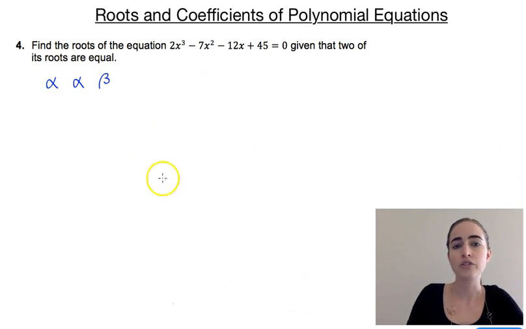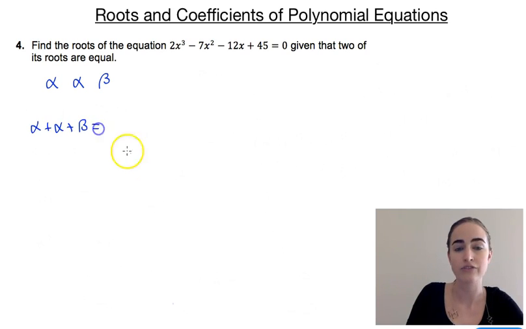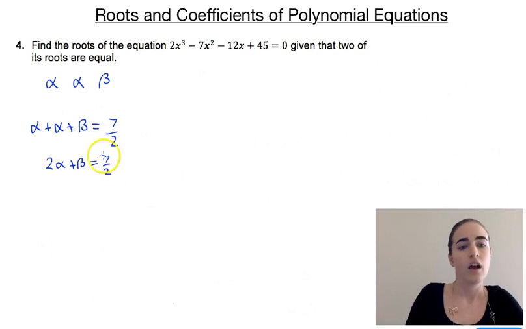So now we can find the sum of our roots 1 at a time, 2 at a time, and 3 at a time. So alpha plus alpha plus beta, adding all our roots together, would be equal to minus b over a, so minus minus 7 over 2, so just 7 over 2, which means that 2 alpha plus beta equals 7 over 2. The next one, we'll have alpha times alpha plus alpha beta plus alpha beta.